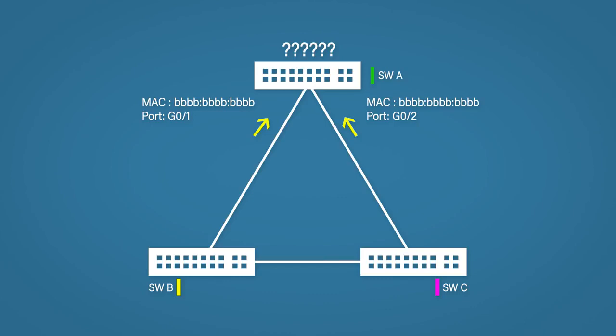But then, in the storm we looked at before, the same message will keep appearing in different ports. So all switches will continuously be updating their MAC address tables. This is the second problem with switching loops. Unstable MAC address tables.